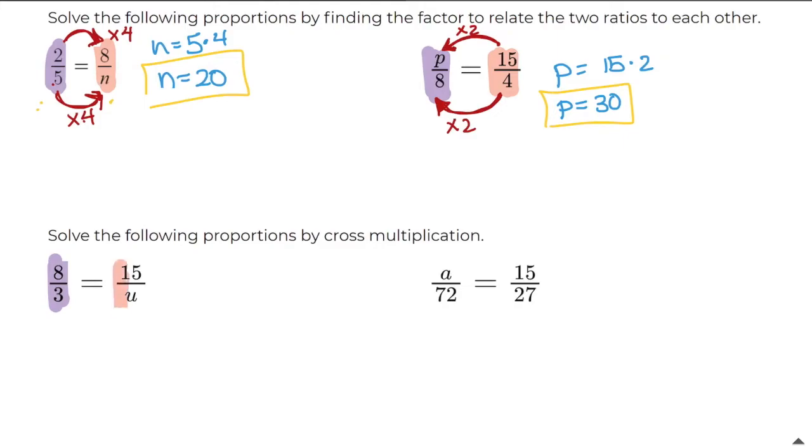Our second ratio is 15 to u. So I want to figure out how to go from 3 to u. But to go from 8 to 15 is not as obvious. It's going to be a decimal number. So instead, we can use cross multiplication.